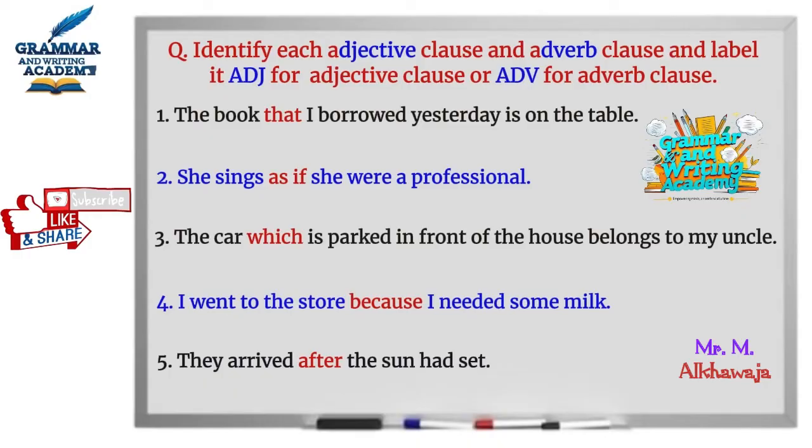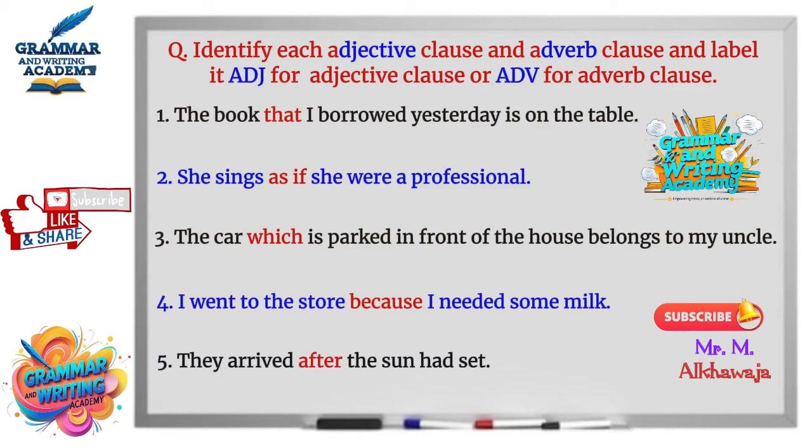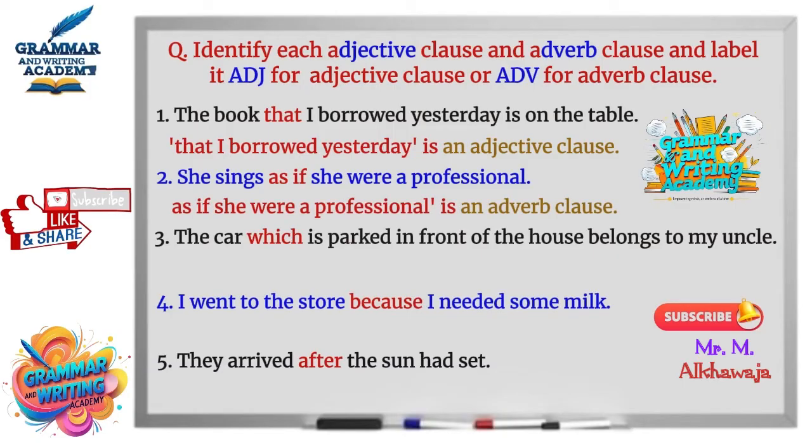1. The book that I borrowed yesterday is on the table. We have a relative pronoun which is that. So, that I borrowed yesterday is an adjective clause. 2. She sings as if she were a professional. We have a subordinating conjunction which is as if. So, as if she were a professional is an adverb clause.